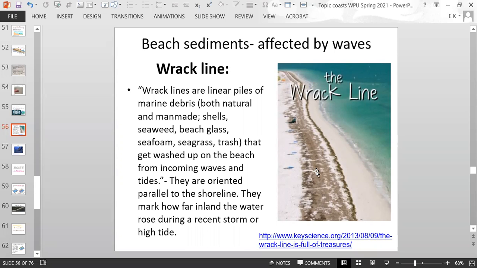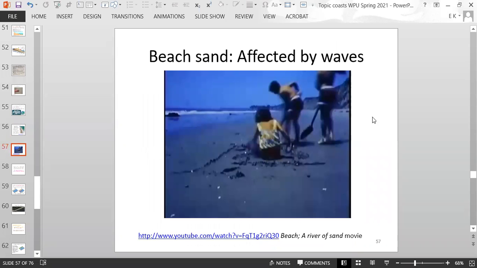So if you go to the beach after a storm, like a nor'easter or a hurricane, you're going to have a rack line all the way back. Like after Hurricane Sandy, I went to a local beach and there were rack lines all the way underneath the boardwalk, pretty far inland. There were lines of debris, marine debris. So that indicates how far inland the water came. And I have another snip from this Beach, a River of Sand movie that I will show you.